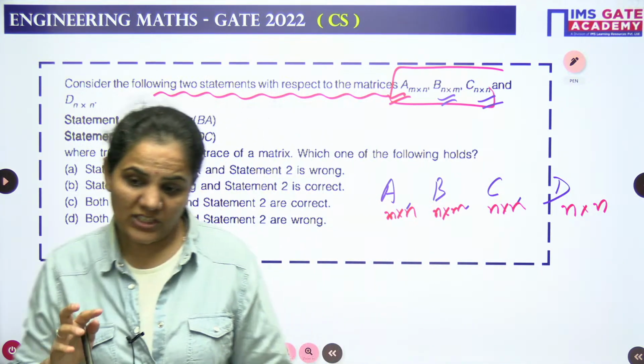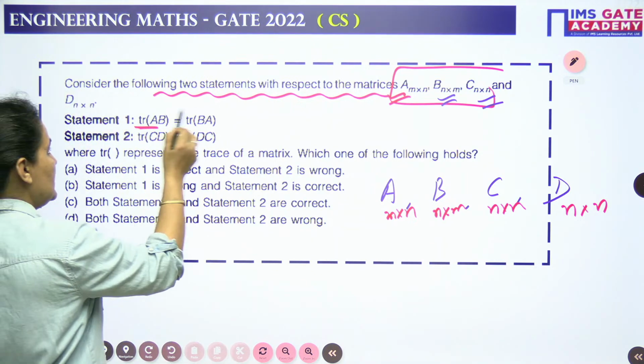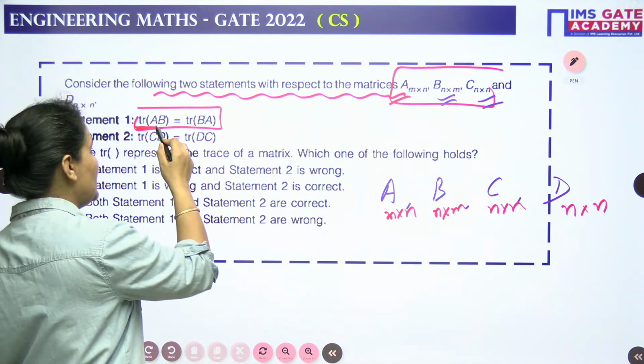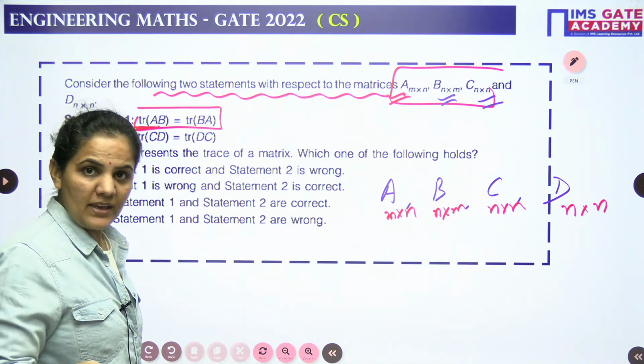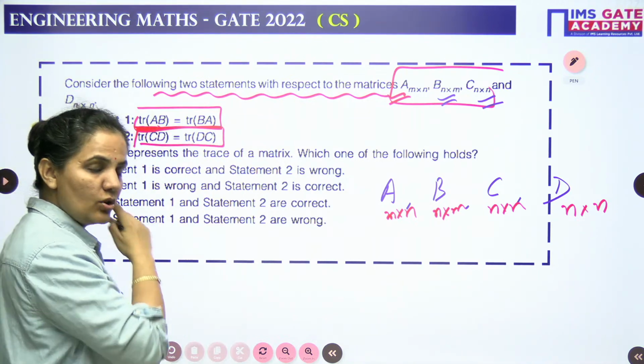Okay. Two statements are given to us. Statement 1 is the trace of AB. This is the sign of trace, TR. Trace of matrix AB is equal to trace of BA. Second statement, trace of matrix CD is equal to trace of DC.